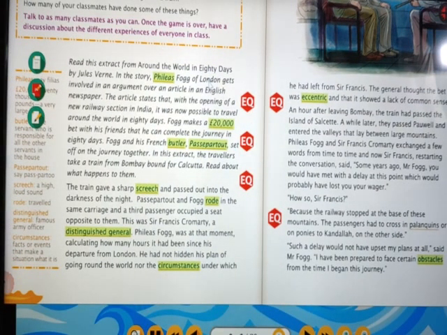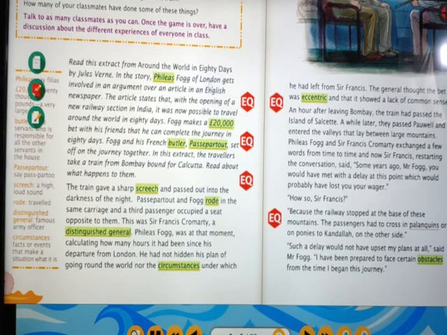I hope you have read the story, right? Have you understood something? Did you get any idea? What are the main characters in this story? How many characters are there? There are 3 characters, right? Who are they? Yes, first one is Phileas Fogg, Passepartout, and the third one is Sir Francis Cromarty.